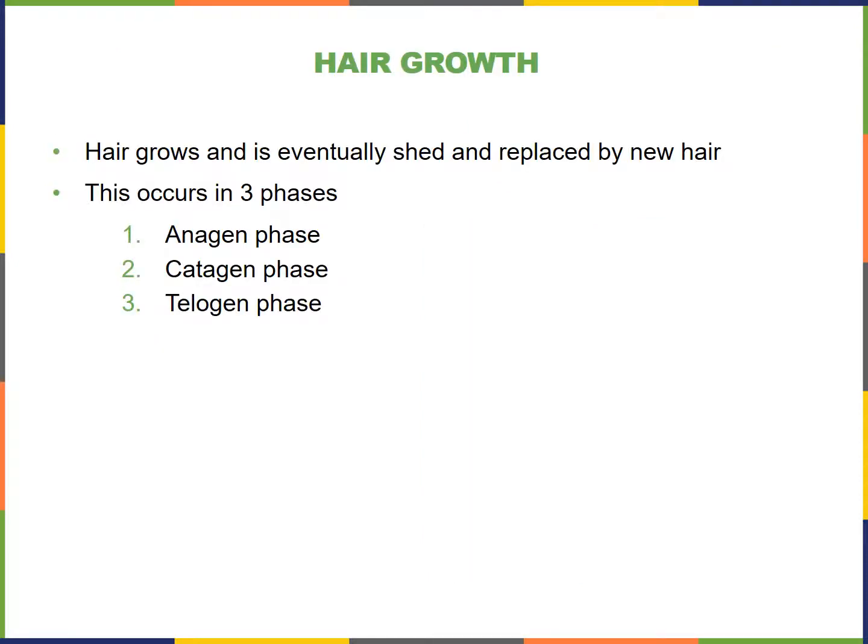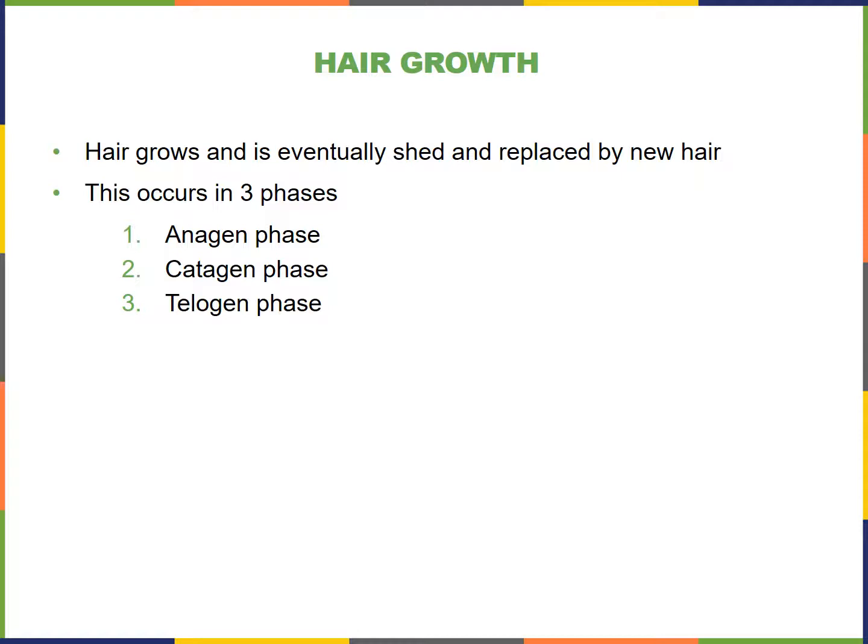Hair growth. Hair grows, is shed, and is replaced by new hair in cycles that occur in 3 phases: anagen, catagen, and telogen phase. The anagen phase is the active growth phase of hair, the active hair growth cycle, and it precedes catagen and telogen.